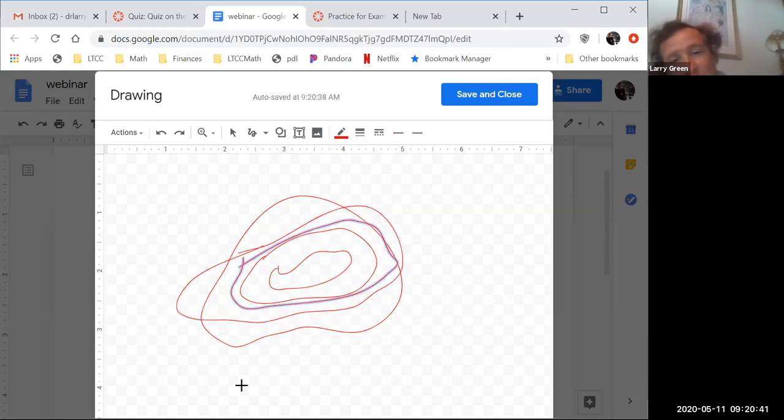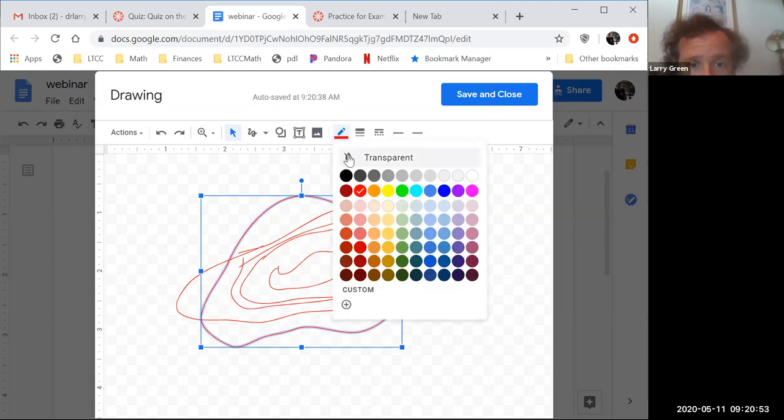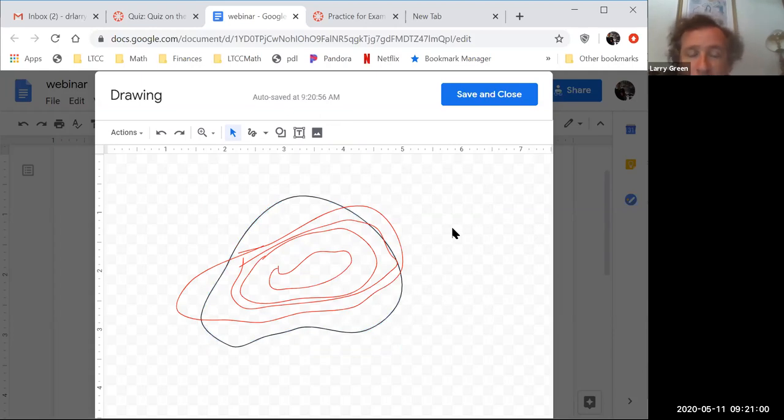Again, I'm doing my best on the drawing. Oh, the scribble didn't work. I want to make that one not red. That was the whole point. There we go. Okay, so the constraint is going to be in black and everything inside that black area. And the level curves will be your function.